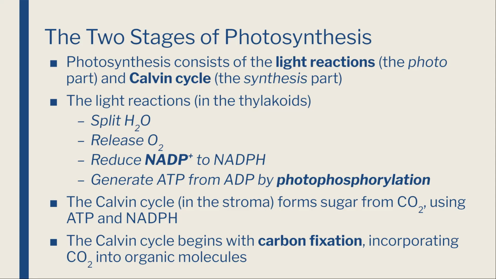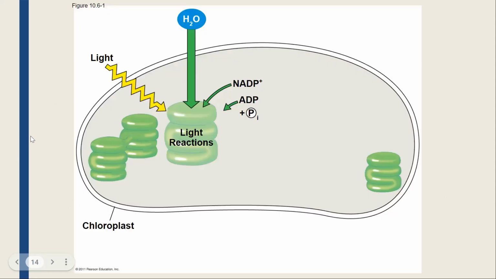And then in the Calvin cycle, what's happening is carbon fixation is taking place. The carbon dioxide from the atmosphere is being converted into organic molecules. And we'll take a look at each of those 2 processes in a little bit more detail.